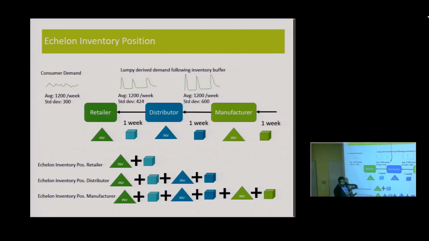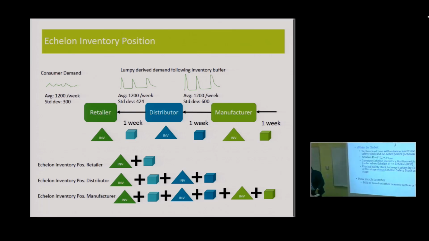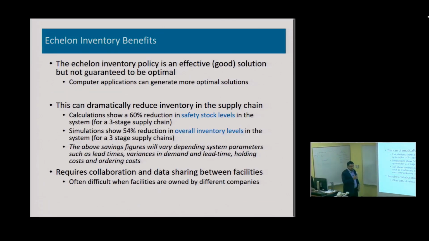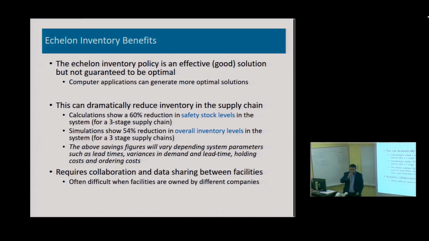So you have to share demand data all across the supply chain. You have to share inventory data all across the supply chain for this to be possible, for you to get these savings, okay? So sometimes that's not easy to do. Any ideas why that could be hard, sharing demand and inventory data along the supply chain?